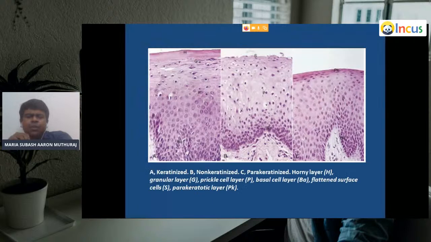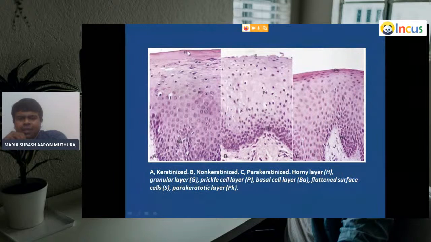You can clearly see in this picture. The first picture is keratinized epithelium, orthokeratinized gingival epithelium. It has four layers: basal layer, spinosum, granulosum, and corneum. Four layers will be present, whereas in the superficial layer there won't be any nuclei. You can see in this first image, there are no nuclei in the superficial corneal layer.